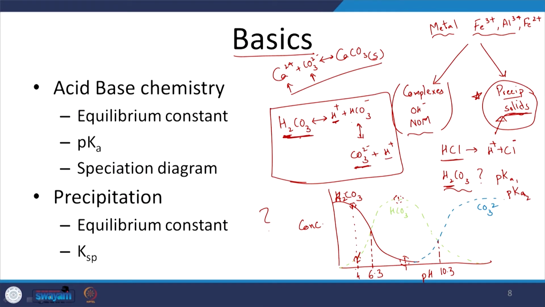Whenever we are talking about a strong acid or weak acid, what am I concerned about? I am concerned about this acid dissociation constant for the relevant acids. So, for HCl it is 0 or such. What does that mean?